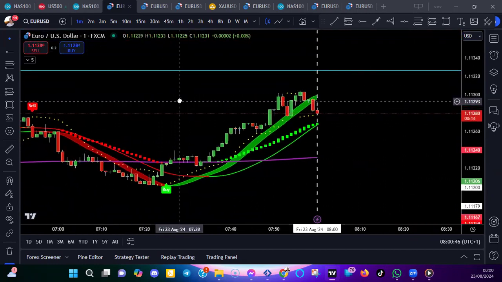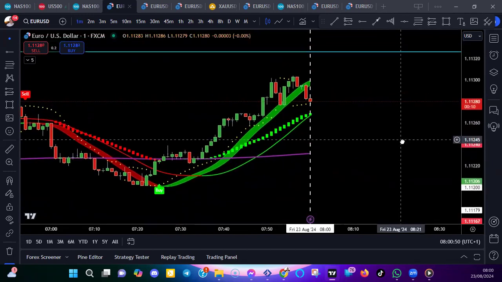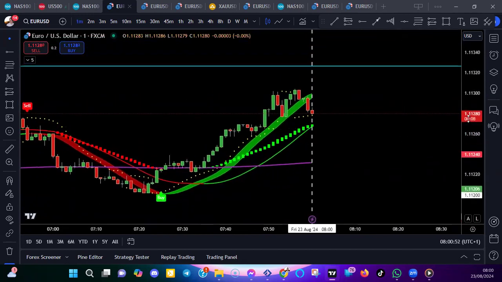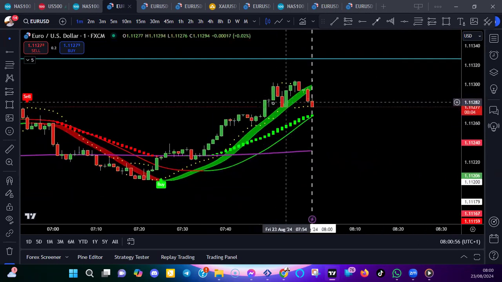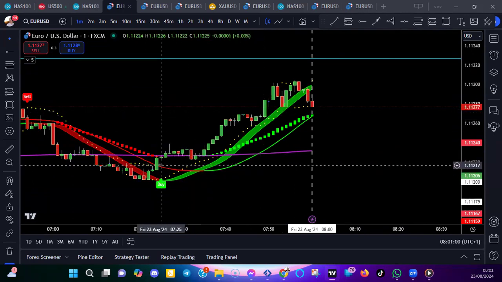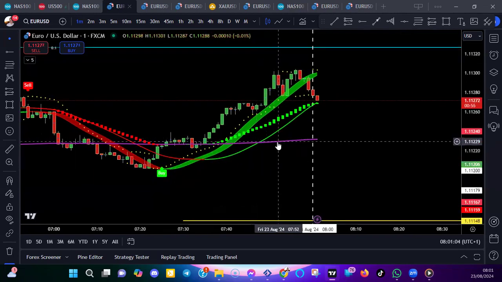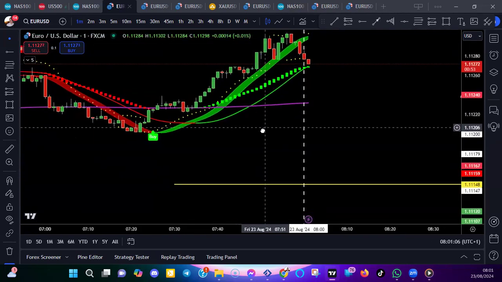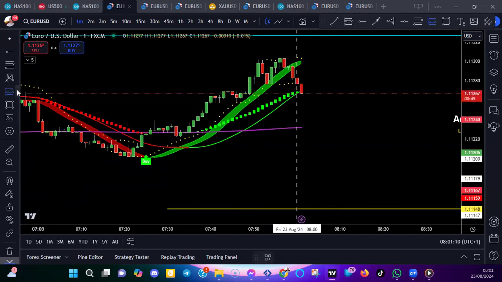and await price to show to us its hand, show us what it's going to do. At the moment, we've got a mini bit of consolidation here. We've got imbalance here. We've got imbalance down there. We know price likes to respect this purple line. So this is the scenario we would be looking at.